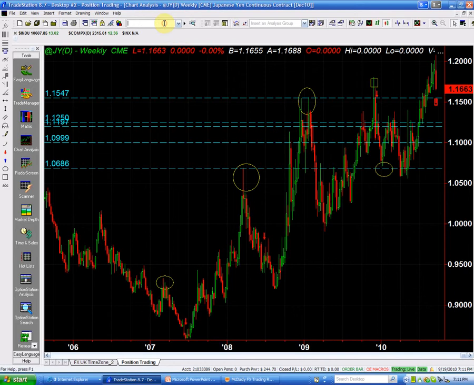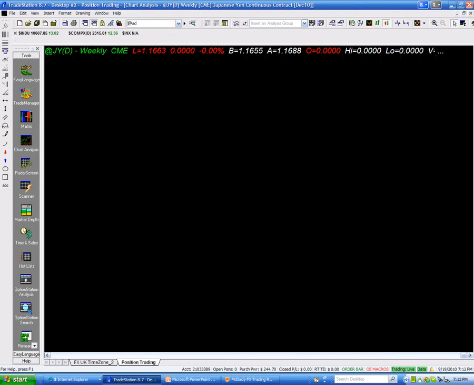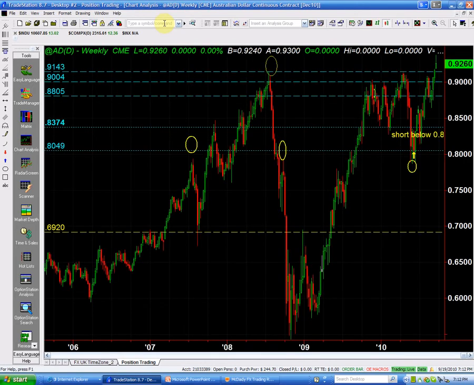If I look at the Australian dollar, this is the index, the Aussie index. As you can see, we closed the week at 92.60. We are way above the structure point of 91.43, and we have closed the week at 92.60.